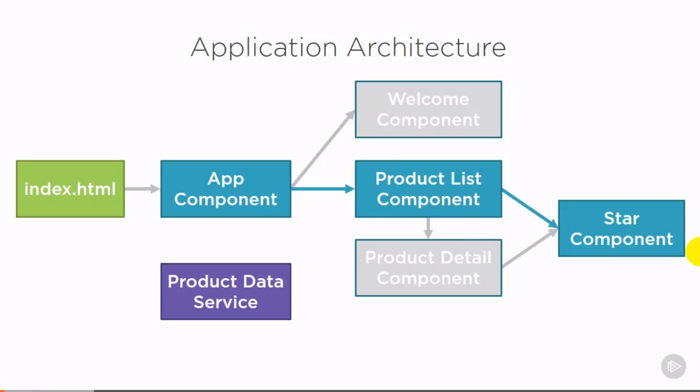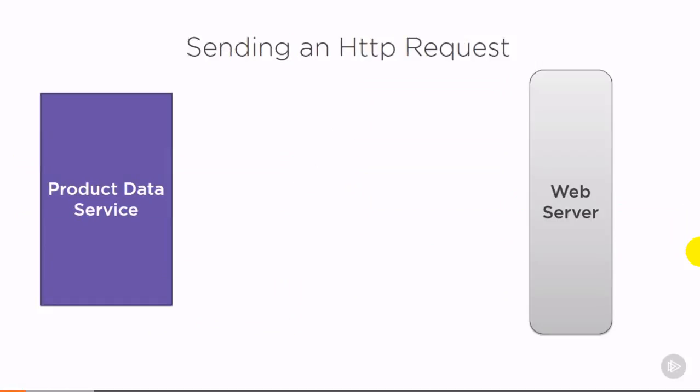We often encapsulate the data access for our application into a data service that can be used by any component or other service that needs it. In the last module, we did just that, but our product data service still contains a hard-coded list of products. We instead want to send an HTTP request to get the products from a back-end web server.